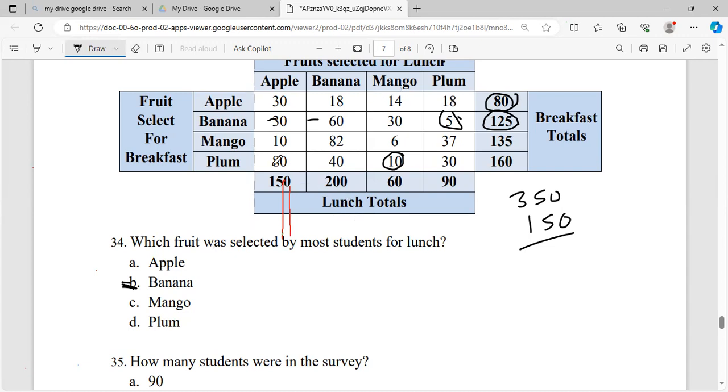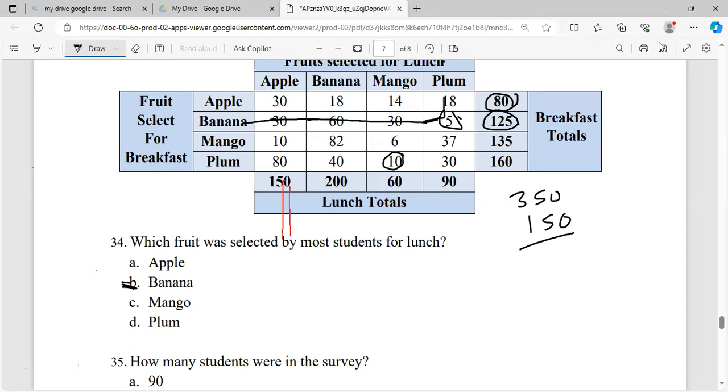But guys, remember, it's the intersection you're looking for. So you first find breakfast, which is the banana, and then you go to the plum, which is lunch. Everybody understand?